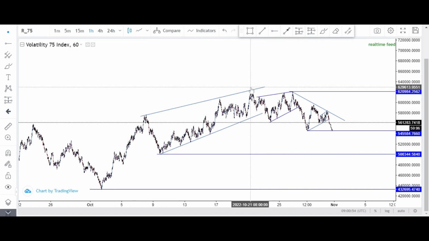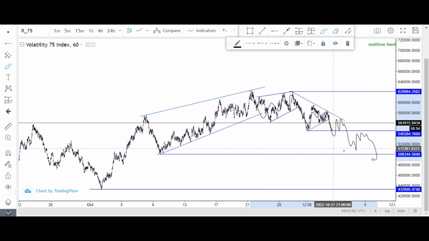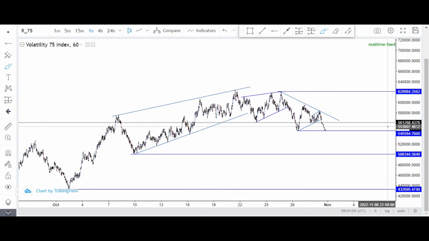And you can see once we got here, we moved to the downside. Then we had our first correction, broke out. Then we had our second correction, broken out. So this market will be giving these lower lows and lower highs all the way to this level over here.